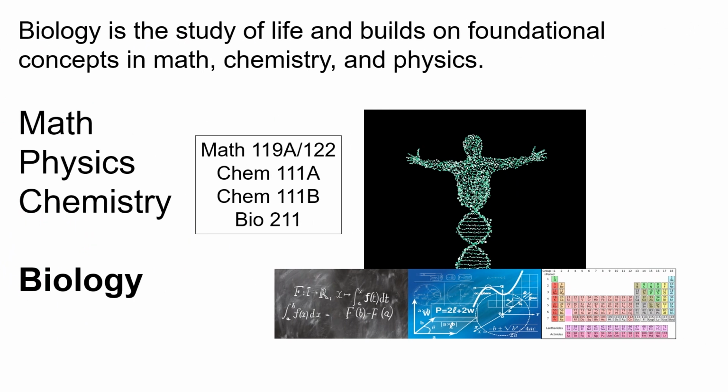Biology is the study of life and builds on foundational concepts in math, chemistry, and physics. In fact, in order to be able to declare a biology major, you have to complete the four courses listed in the box, and three of those are not biology classes. So before we talk about the biology courses you need to take, let's take a look at the courses in those other subjects.